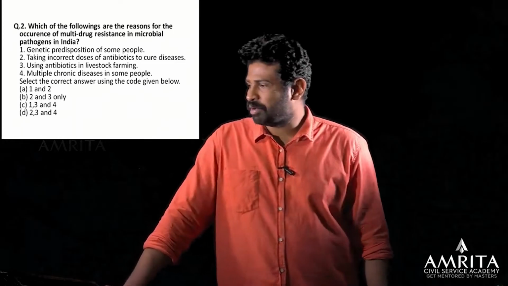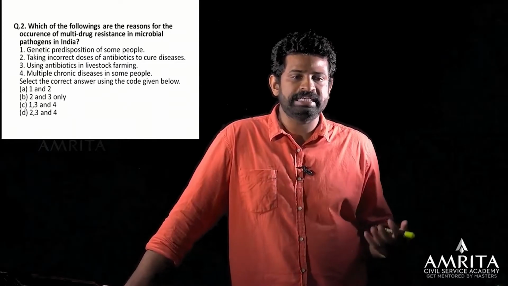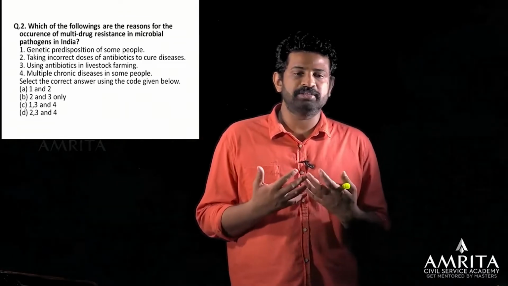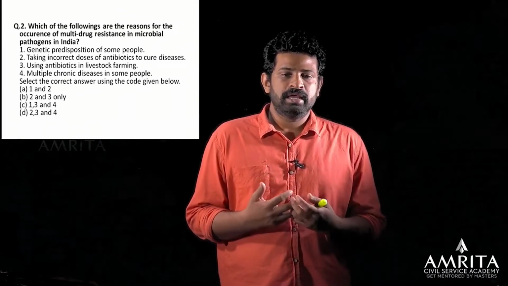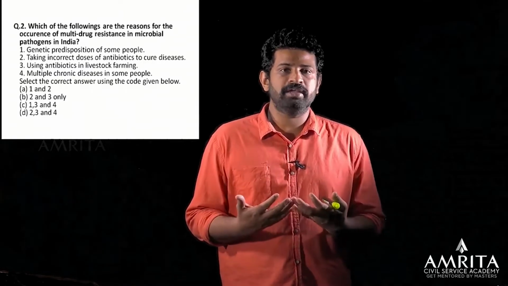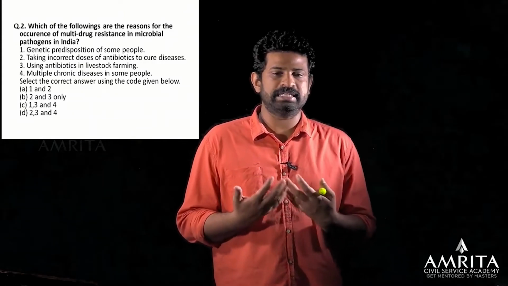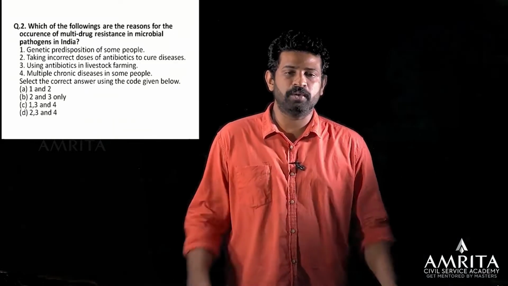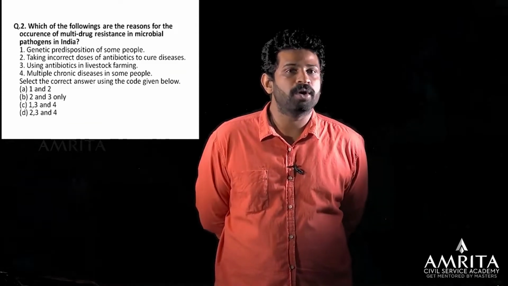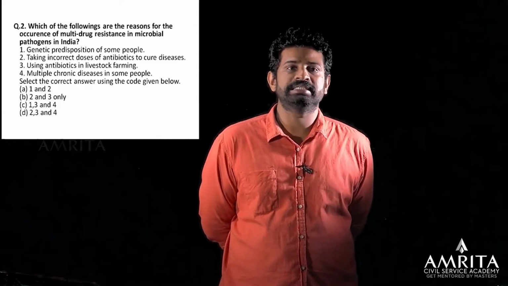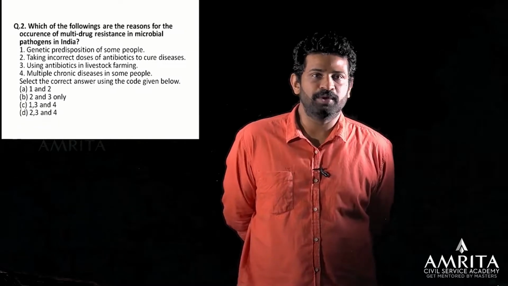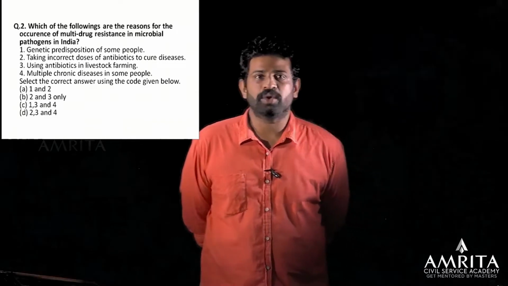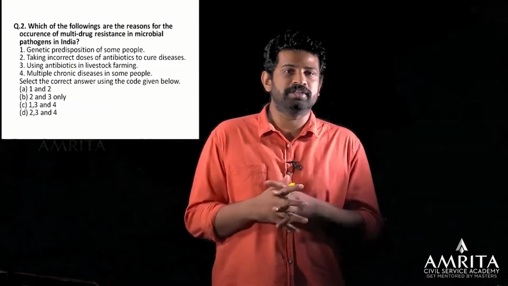These are some of the options. One is genetic predisposition of some people, two is taking incorrect doses of antibiotics to cure diseases, three is using antibiotics in livestock farming, and four is multiple chronic diseases in some people. You have to select the right answer from the set of options given below. I hope all of you know what multi-drug resistance is. That is something all of us would know with very minimal preparation. The question is asking us to identify the reasons for the occurrence of multi-drug resistance.